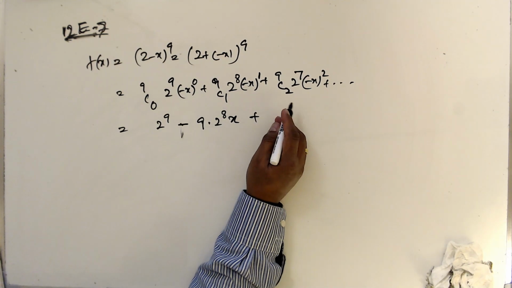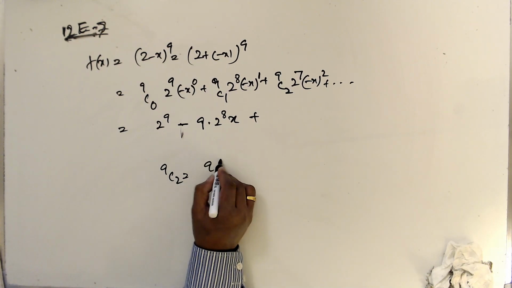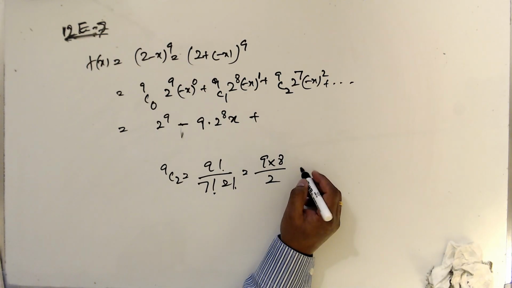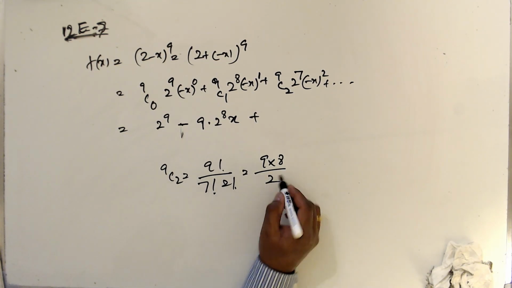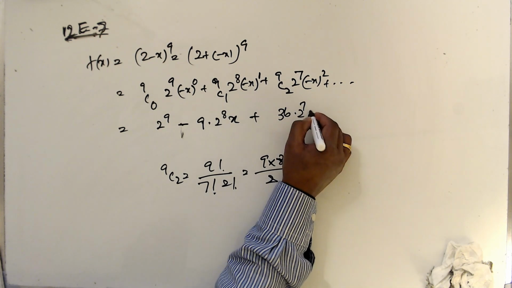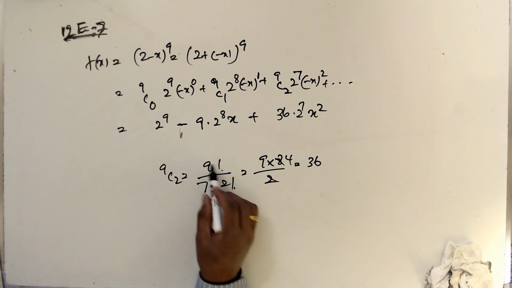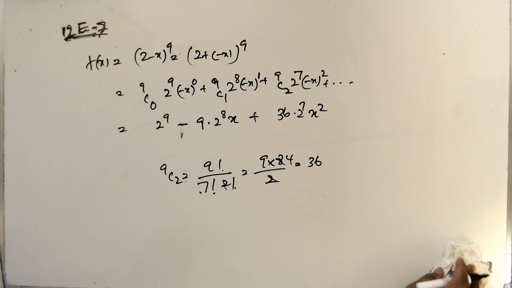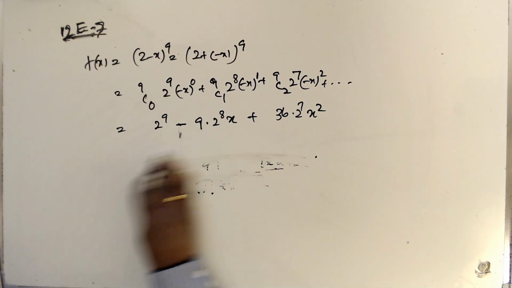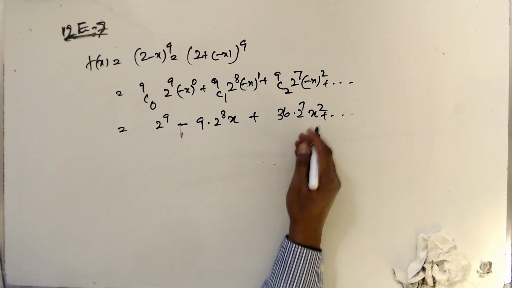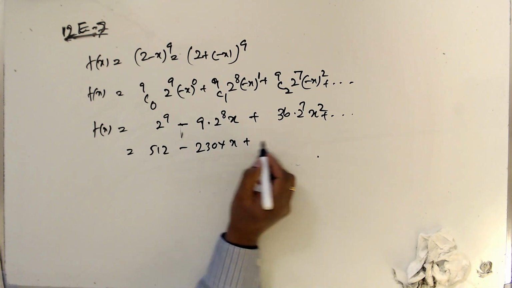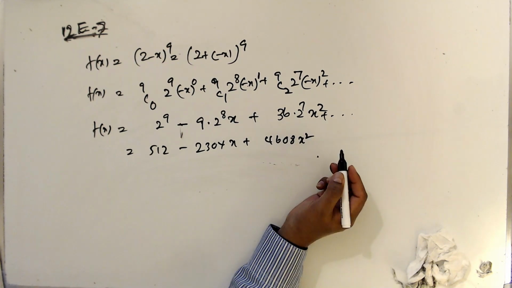And then 9C2, 9 factorial over 2 factorial 7 factorial. 9 times 8 over 2, 7 factorial cancels. This is 36 times 2 to the power 7, this is x squared. 9 minus 2 is 7. So this is right, 9 and 8, this is divided by 2, 4. So this is going to be 512 minus 2304x plus 4608x squared. Now we'll find f dash x.